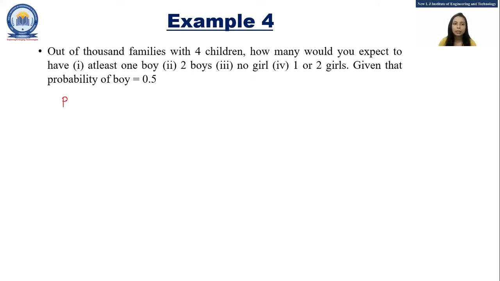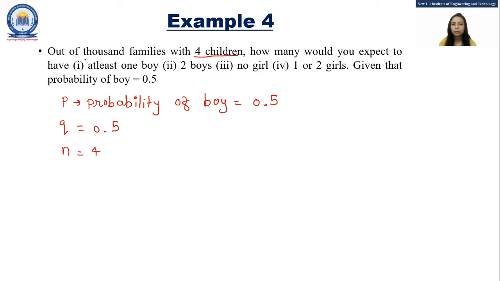Over here, P is the probability of success, that is the probability of a boy, which is 0.5. Q is the probability of a girl and that is equal to 0.5 as well. In each family there are 4 children, so n is equal to 4, and there are a total of 1000 families, so capital N is equal to 1000. Now let's first find out the first case, that is at least one boy.